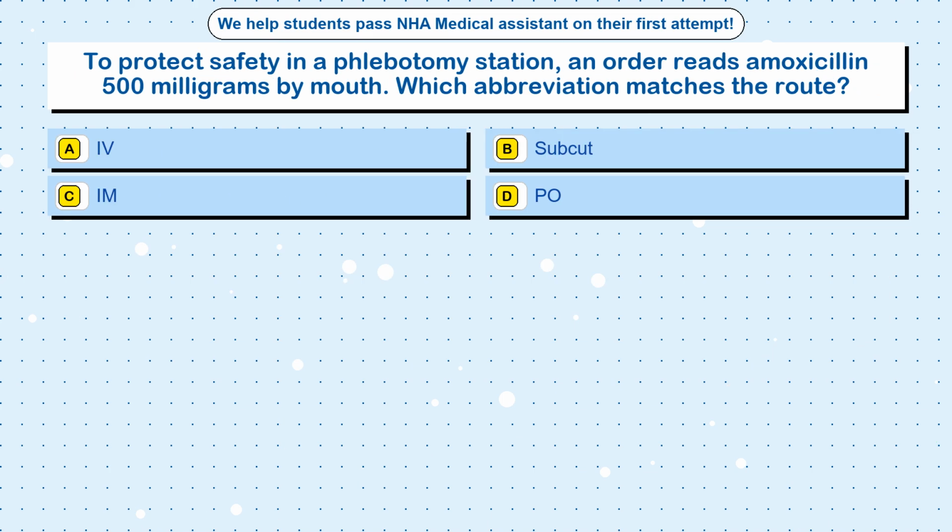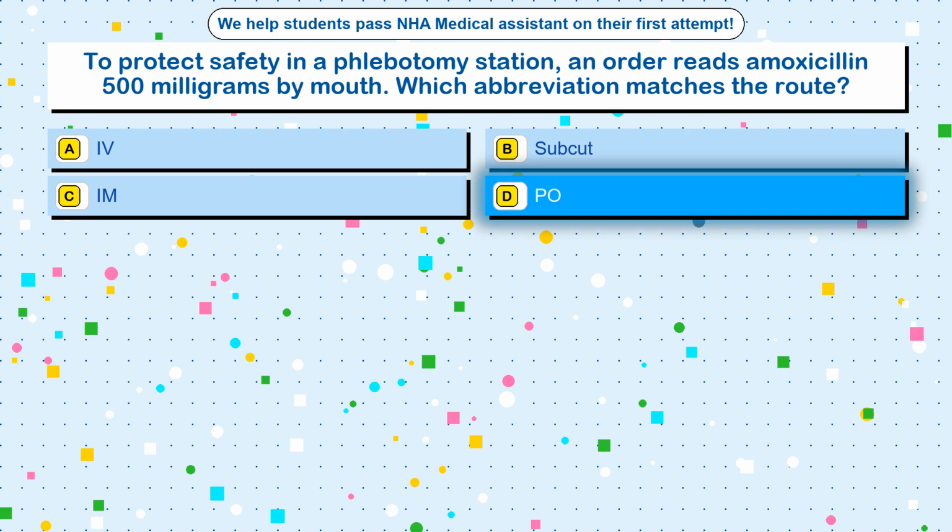Question 74. To protect safety in a phlebotomy station, an order reads amoxicillin 500 mg by mouth. Which abbreviation matches the route? Option A. IV. Option B. Subcut. Option C. IM. Option D. PO. The correct answer is option D.